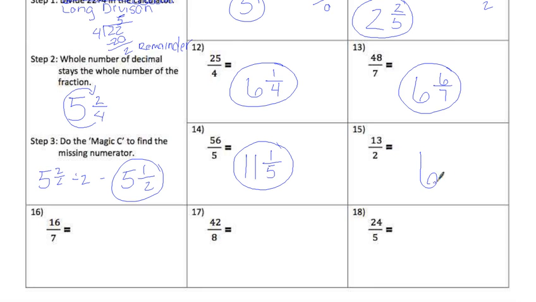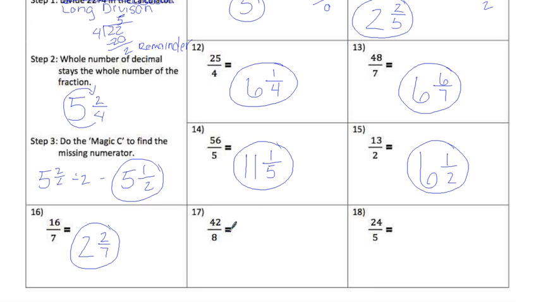2 times 6 is going to be the closest I can get for this one. Denominator stays 2. 2 times 6 is 12. 12 plus 1 more gives me 13. 7 times 2 is the closest I can get. Denominator stays 7. 7 times 2 is 14, plus 2 more gets me to the numerator of 16.